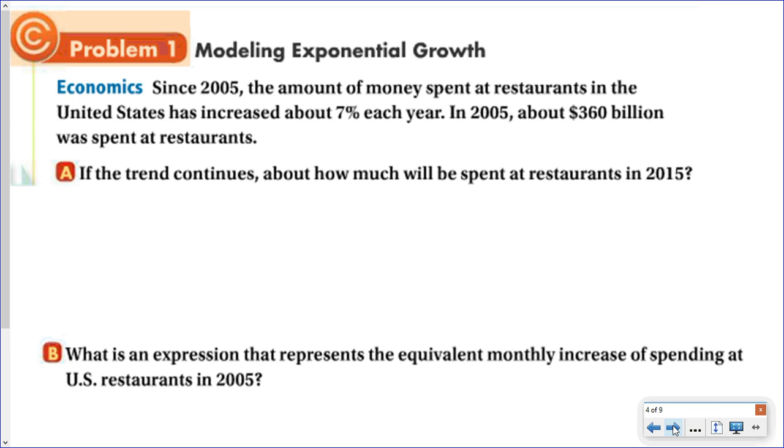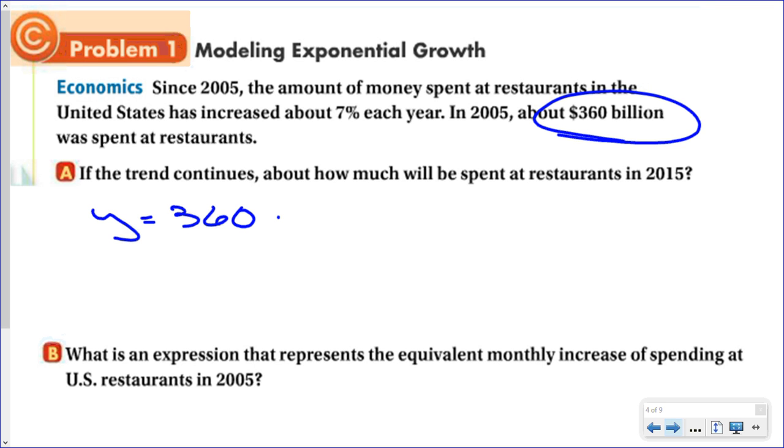All right, word problems that go with it. You do have to put this into your notes, guys. There isn't very much you have to put in your notes today, but you do have to put this one in. Now, it says that the initial amount, 360 billion, was spent at restaurants. So let's go y equals 360 times, sorry. So I got my initial amount.